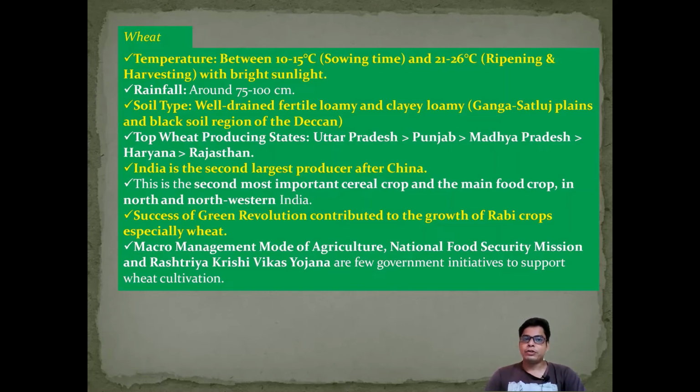China is in the first position and we are in the second position, in the case of wheat and also rice. This is the second most important crop, mainly grown in northern and northwestern India. The success of the Green Revolution contributed to the growth of rabi crops, especially wheat. Macro management of agriculture, the National Food Security Mission and Rashtriya Krishi Vikas Yojana are also followed in India to develop it.